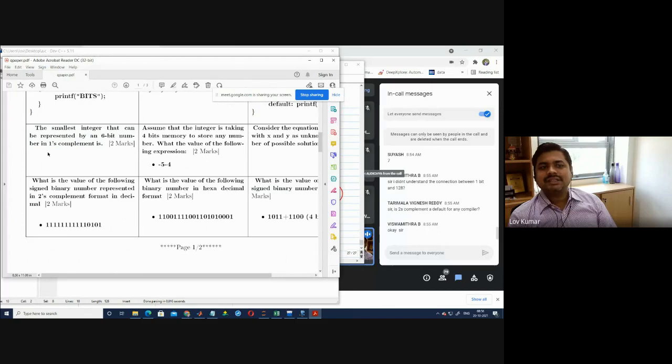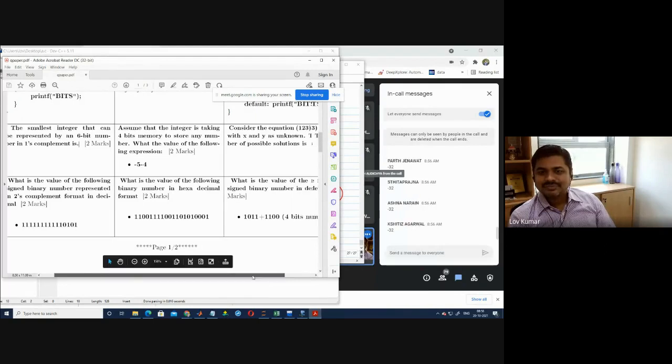The smallest integer that can be represented by a 6-bit number in 1s complement. What is the smallest number you can represent in a 6 bit number in 1s complement? Anyone? Minus 31. If you are writing 2s complement, what is the number represented in 2s complement? Minus 32. Just you can see, minus 32.